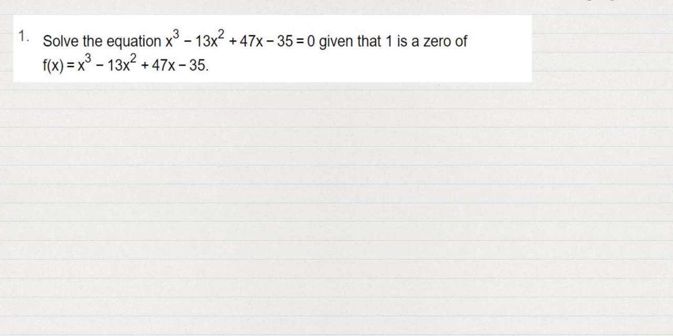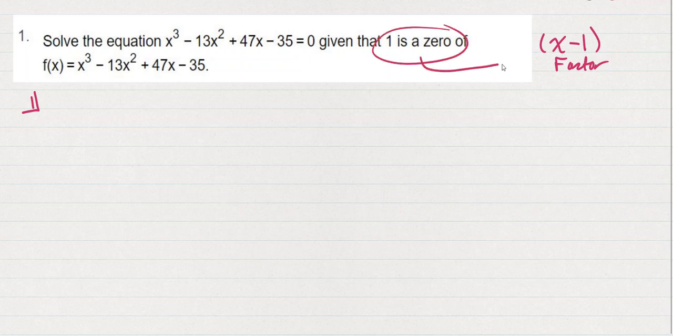Now, if I know that 1 is a zero, what I need to take from that is that x minus 1 is a factor. So if I divide the 1 out, and I'm going to use synthetic division, so 1, negative 13, 47, negative 35, those are the coefficients of the x terms. So 1, negative 13, positive 47, negative 35.